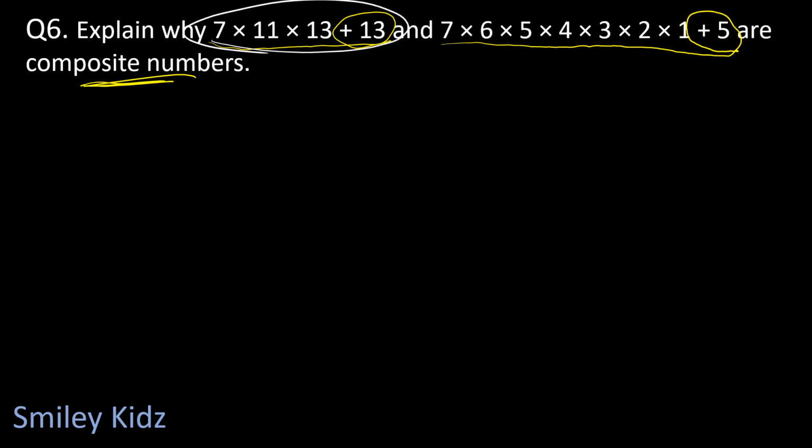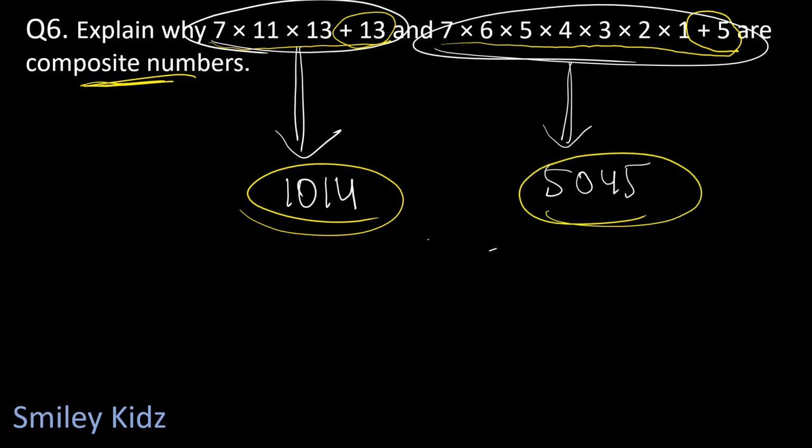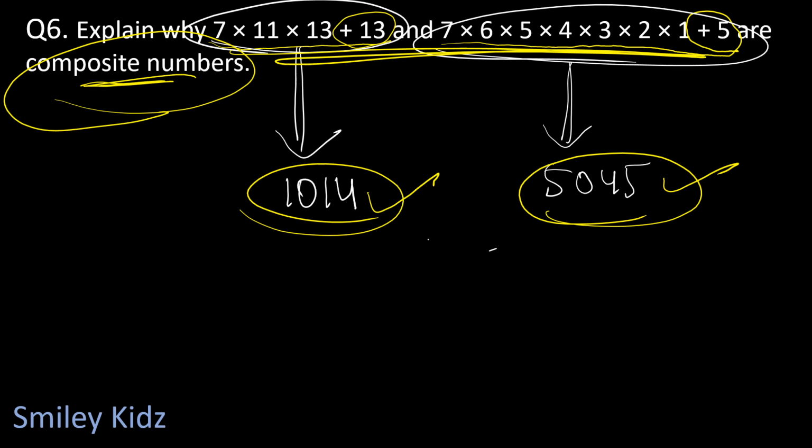And we observe that the first expression results in 1014 and the second expression results in 5045. And both of these numbers can be expressed as a product of prime factors, isn't it? And since they can be expressed as a product of prime factors, the numbers 1015 and 5045, or the expressions given in the question, are definitely composite numbers. That's because they can be expressed as a product of primes.